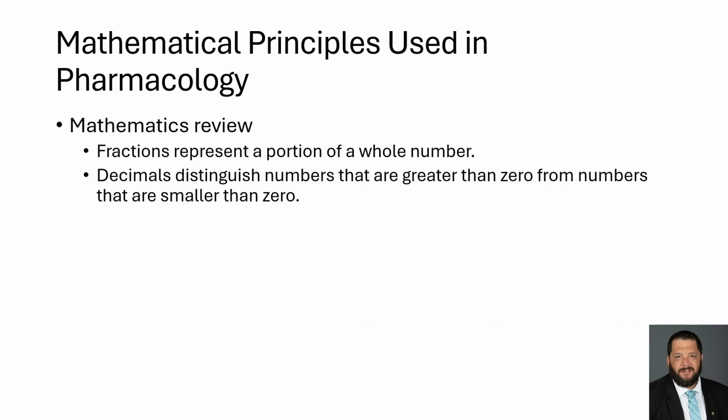Mathematics review. Fractions are going to represent a portion of a whole number. So for example, the fraction 1 over 4 represents 1/4 of 1. It can also be expressed in a decimal form as 0.25. Decimals distinguish numbers that are greater than 0 from numbers that are smaller than 0.